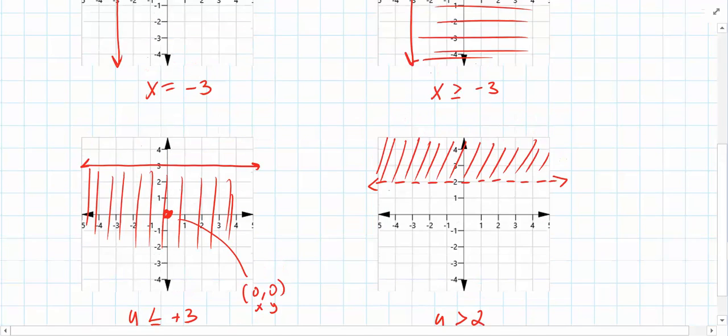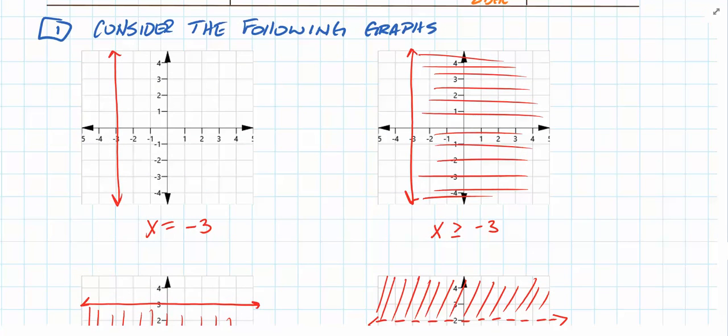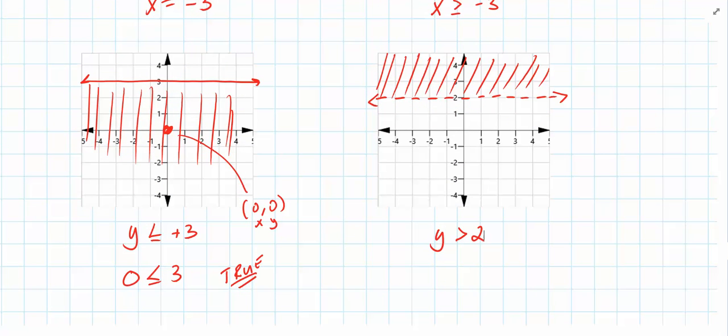Okay, so we're doing a little review here of inequalities, right? So if I don't shade, then I have an equation. I had x equals -3. If I shade to the right, x was greater than or equal to -3. If I move up here, then I have y less than or equal to 3. And then y was greater than 2.